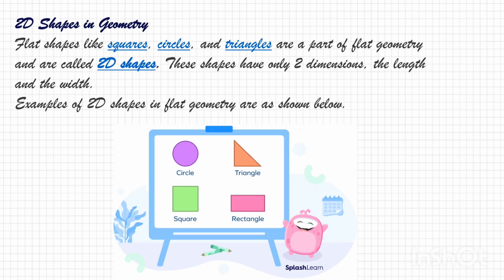2D shapes in geometry. Flat shapes like squares, circles, and triangles are a part of flat geometry and are called 2D shapes. These shapes have only two dimensions, the length and the width. Examples of 2D shapes in flat geometry are as shown below: circle, triangle, square, and rectangle.